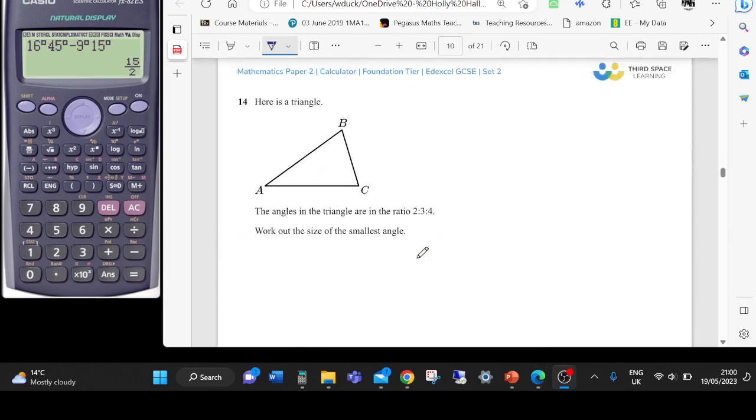Question 14. Here is a triangle. The angles in the triangle are in the ratio 2 to 3 to 4. Work out the size of the smallest angle. So if we're splitting 180 degrees, the angle sum of a triangle, into 2 to 3 to 4, that means we've got 9 parts. So we're doing 180 divided by 9, which is going to give us 20. So each part is going to be worth 20. It just says the size of the smallest, so that's going to be 2 times 20, which would give us 40.